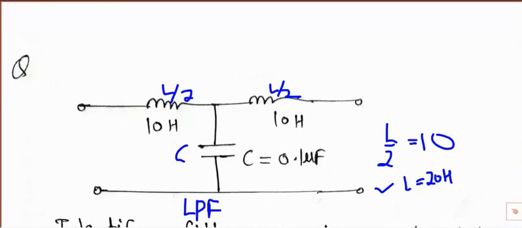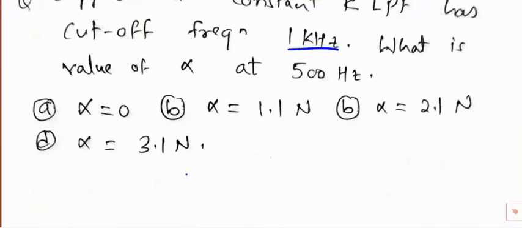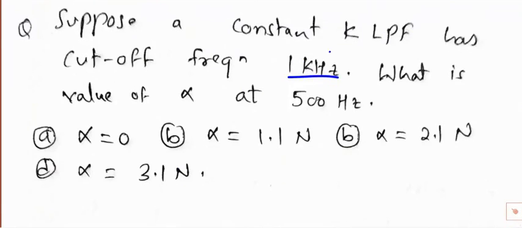Next. Suppose a constant K low pass filter has cutoff frequency 1 kHz. So Fc is given as 1 kHz. What is the value of alpha? That means what is the value of attenuation at 500 Hz?